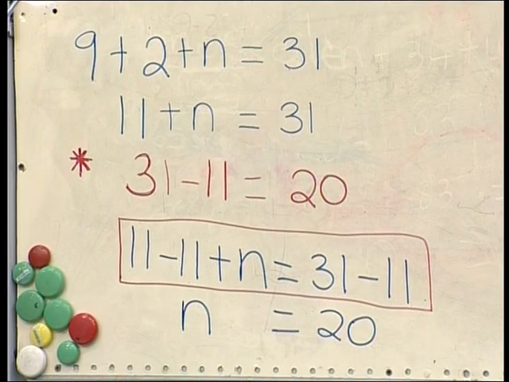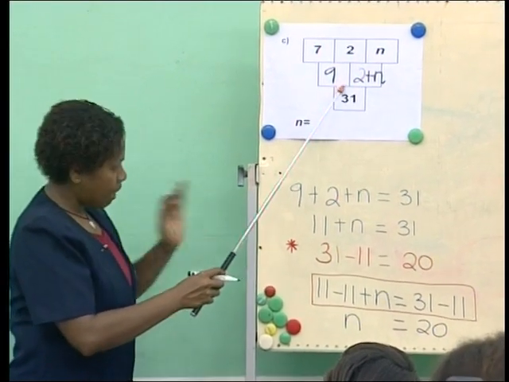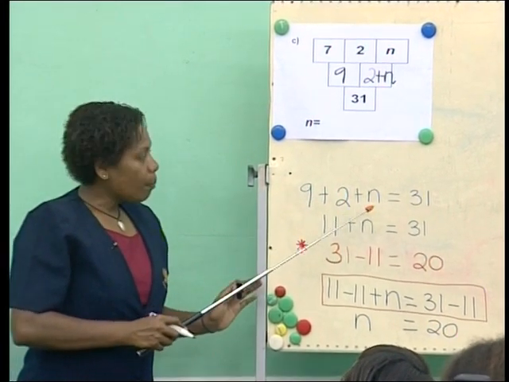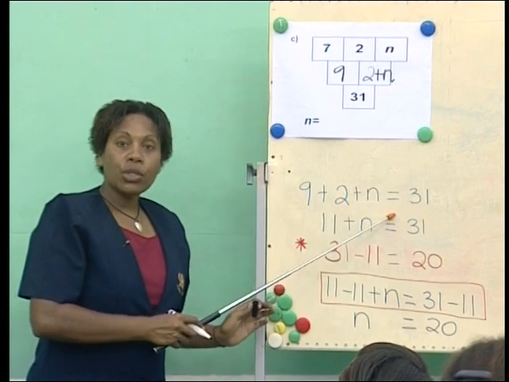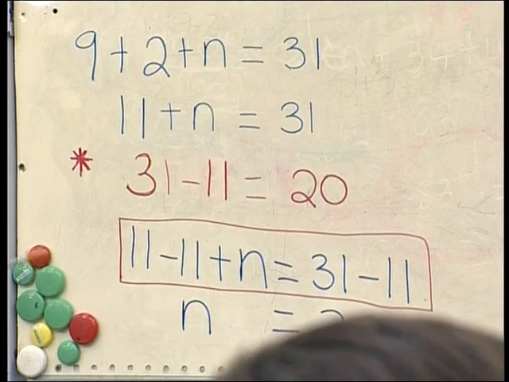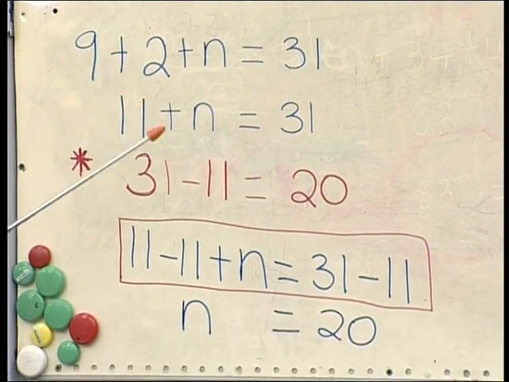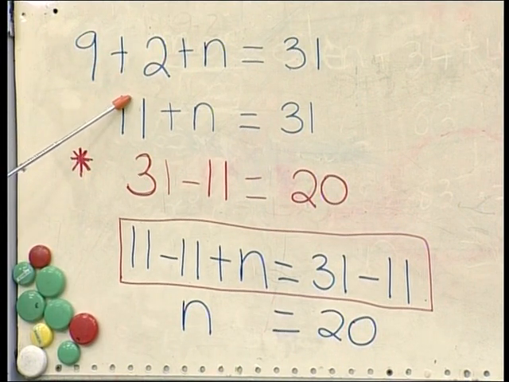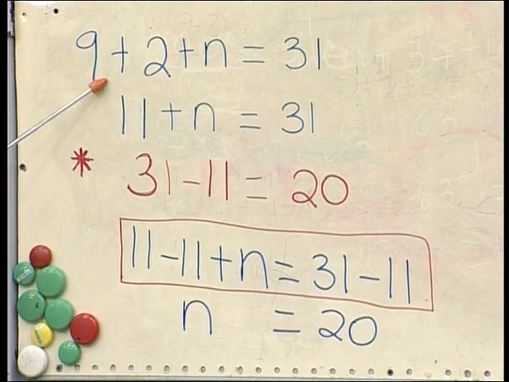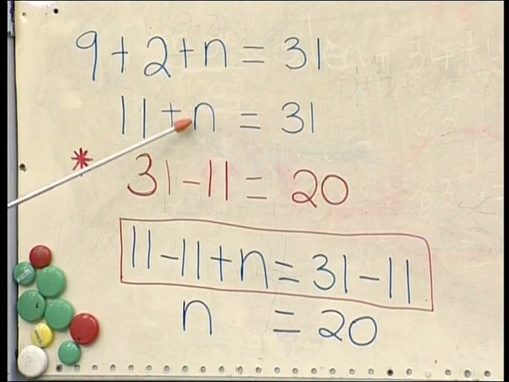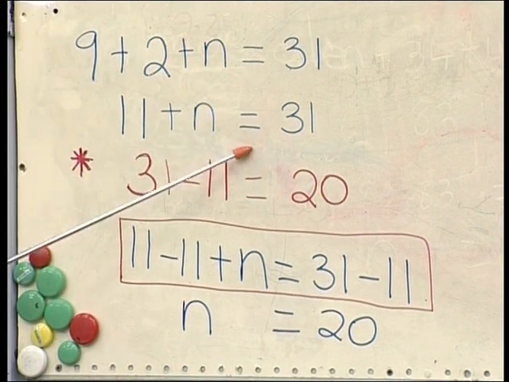So I'm going to add the second tier. I'll form an equation out of the second tier. So 9 plus 2 plus n is equal to 31. Now the next step, as you can see, what did we do? All right, we added the two whole numbers, 9 and 2. So 9 plus 2 is 11 plus n. Don't forget, you still have your n here. 11 plus n is equal to 31.